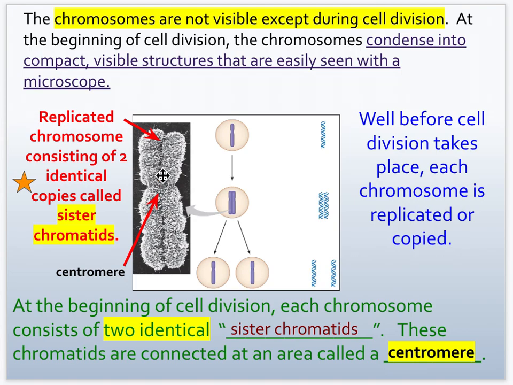So chromosomes are generally not visible at all except during division. What happens is they get really coiled up and condense and basically make these really cool chromosomes. They have two identical copies, and they're called sister chromatids. They're held together at the center by something called a centromere. So these are two identical sister chromatids held together by a centromere.